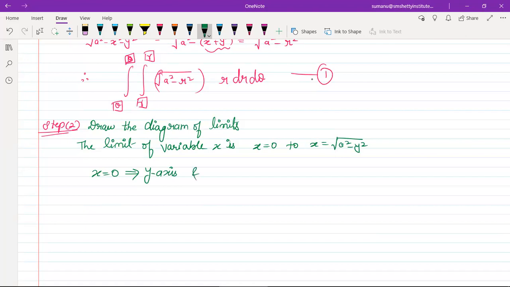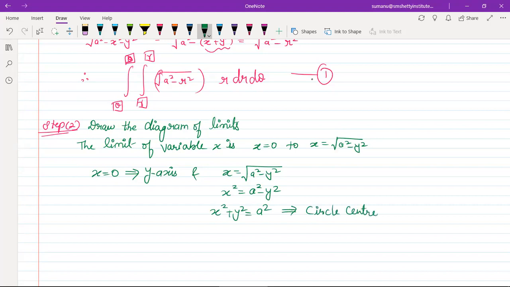And x is equals to the square root of a square minus y square, the upper limit given to us. What will its diagram be? I cannot conclude because of the square root, so let us take the square on both sides and take y square on this side. What will I get? x square plus y square is equals to a square. What will the graph of this equation be? A circle, with center at origin and radius a.